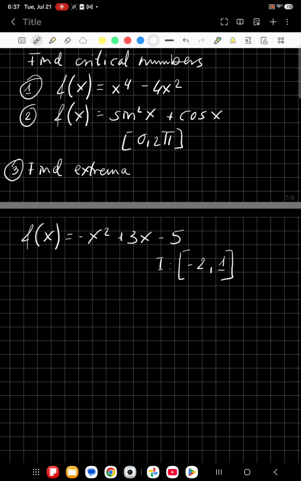Okay, so yeah, solve these and let me give you the answers. For the first one we have 0, it's one of them, and then we have plus and minus radical 2. So that's the first one. The second one we have 3 critical numbers, so pi over 3, and 5 pi over 3.